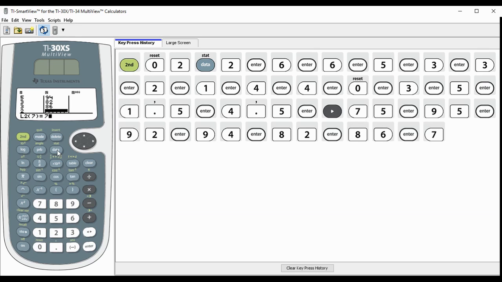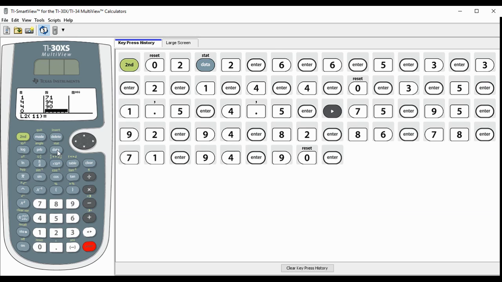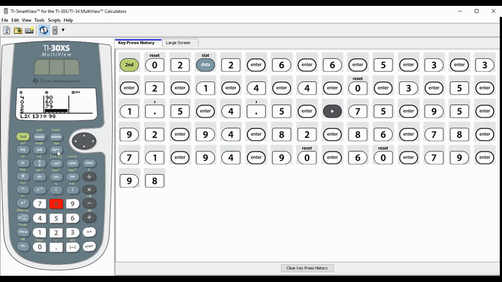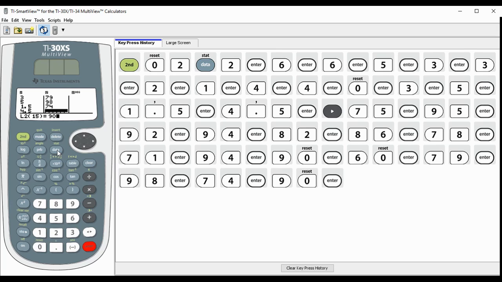Then we have 78, 71 for somebody that studied 1 hour. We have a 94, a score of 90, a score of 60 who studied 0 hours, a 79, a 98, a 74, and lastly a 90. So I just make sure that all of my X's and Y's from list 1 and list 2 line up. Now we can find our line of best fit.